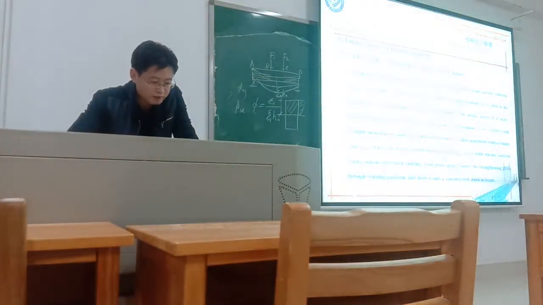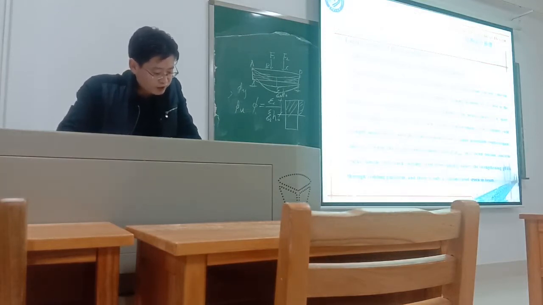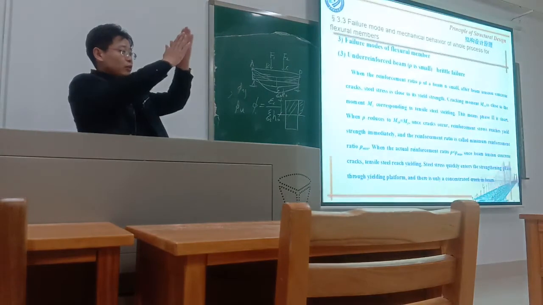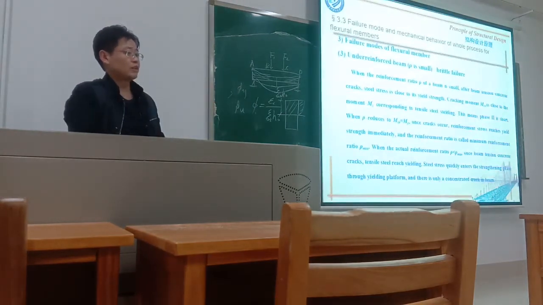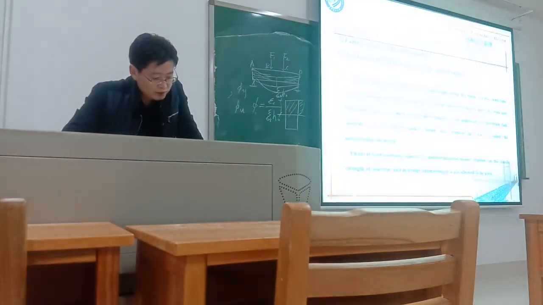So for this under-reinforced beam, when the actual reinforcement ratio is smaller than this rho min, once the beam's tension concrete cracks, the steel reaches its yielding strength and the steel stress quickly goes into the strengthening phase, through the yielding platform, and there's only one concentrated crack in the beam. So only one very large crack just started to fall down.